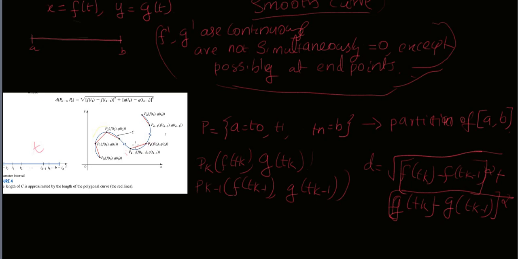For these kth intervals, there is no need to divide into equal parts. So the total length I can approximate as the sum from k equal to 1 to n of the distance between the points P(k minus 1) and Pk.